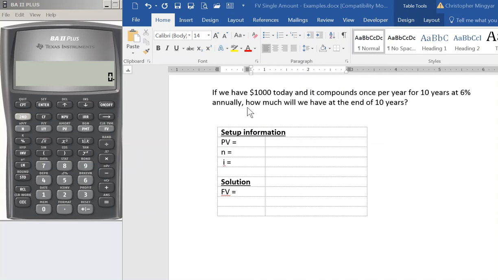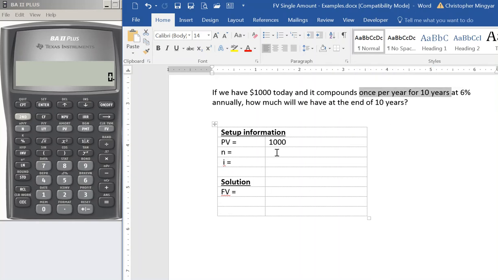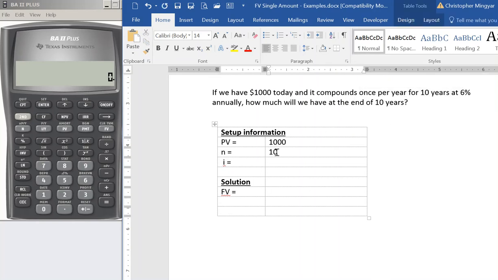So if our compounding periods are not annual periods, then we have to make some adjustments, and that's what we're going to do in this video. But first, let's do a basic one where the compounding periods are annually. So in this one, we have $1,000 today. So present value, PV, is the beginning value. It says $1,000 today, and it compounds once per year for 10 years at 6% annually. So once per year for 10 years, that's 10 compounding periods and 6% annually.